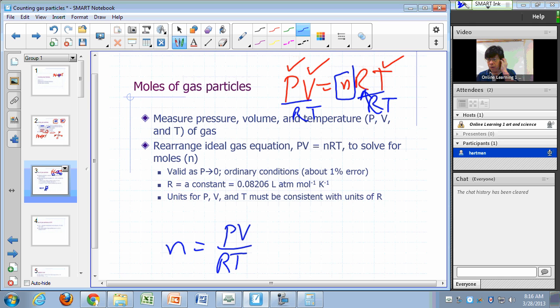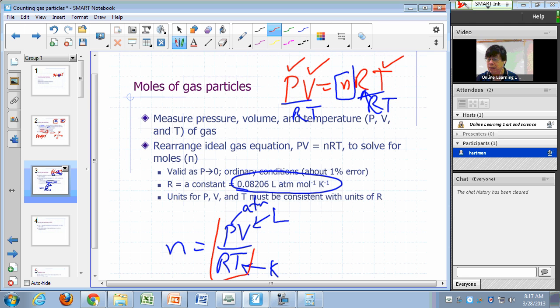The value of R depends on what units you use for pressure, temperature and volume. If you're using liters for volume, atmospheres for pressure, and temperature in Kelvin, then the value of R is going to be 0.08206 liters times atmosphere per mole per Kelvin. So that's the unit for R. It's a complicated unit, but when you plug in all the numbers, you should end up with moles. So that's what you'll need to do to calculate moles of gas.